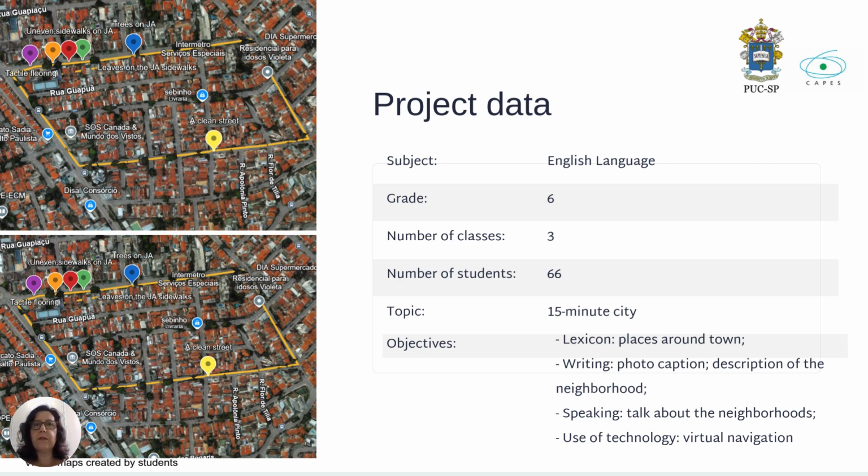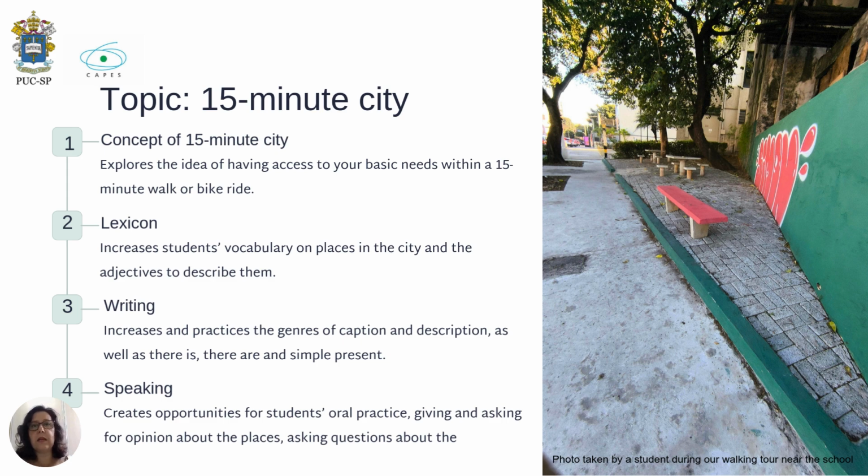I had 3 Year 6 groups, and the objectives were to work with places around town with lexicon, writing photo captions and descriptions of places, along with speaking about their discoveries and reflections. The social critique and the use of technology would underlie the project. So we started by having students observe what they could see on their way home from school the next day.